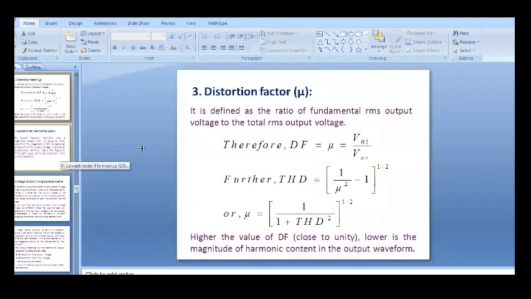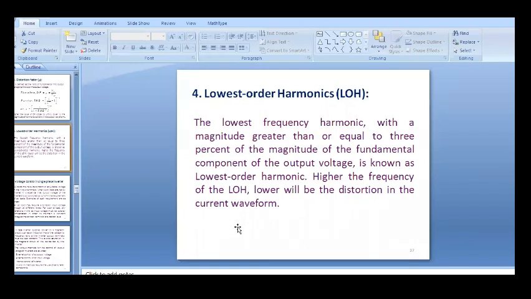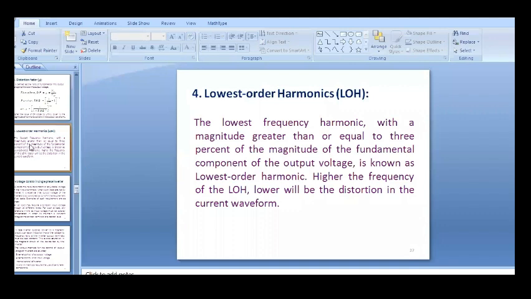Is it visible for you? See, is it visible for you? Whatever I'm saying. No, sir. Now? Yes, sir. Okay, okay.